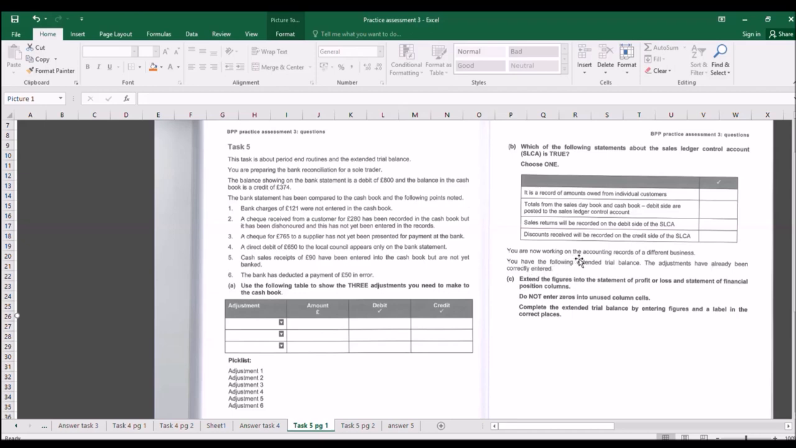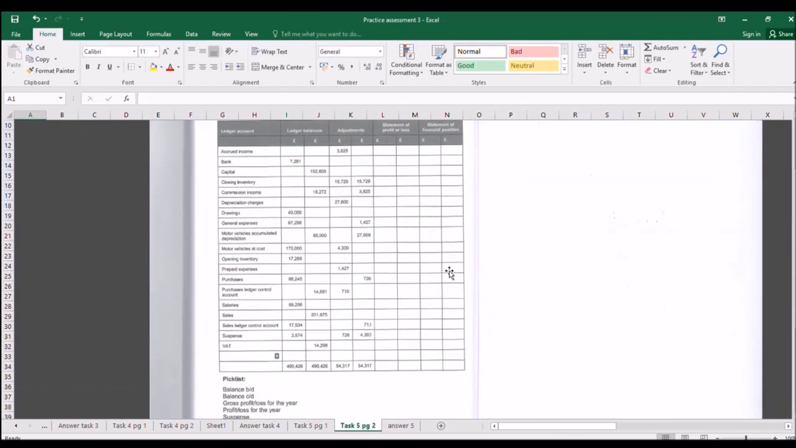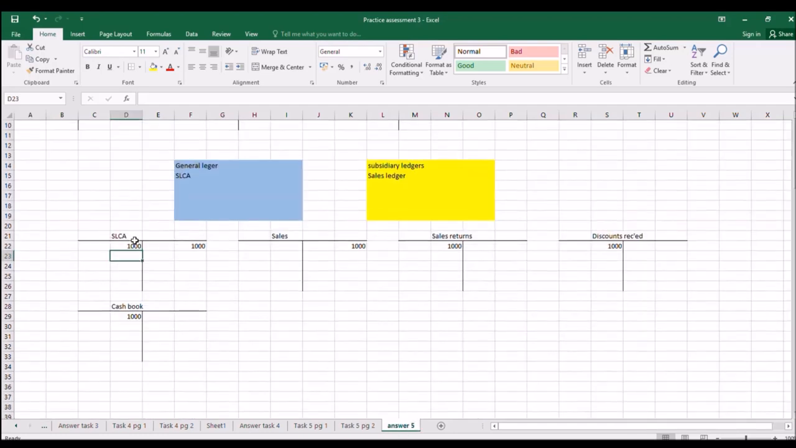Right, okay. You're now working accounts for a different business. You've the following extended trial balance. The adjustments have already been correctly entered. Extend the figures into the profit and loss account and statement of financial position columns. Right, so what we're going to see here, we're going to extend this out, are we? Just before we start, I'll give a quick explanation in here.